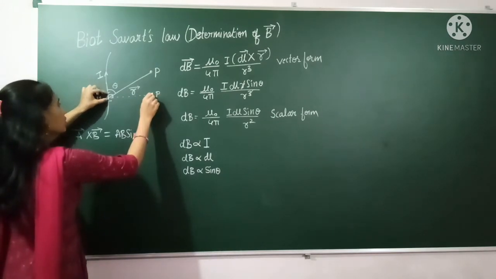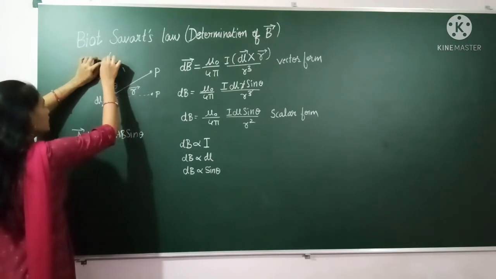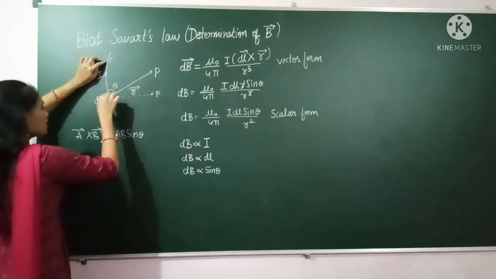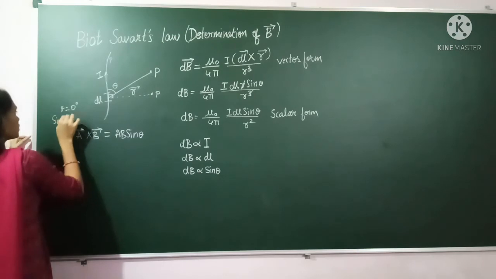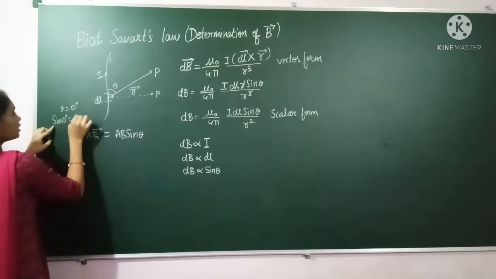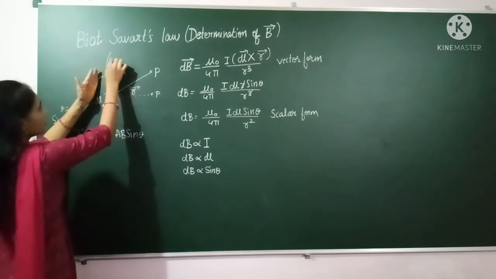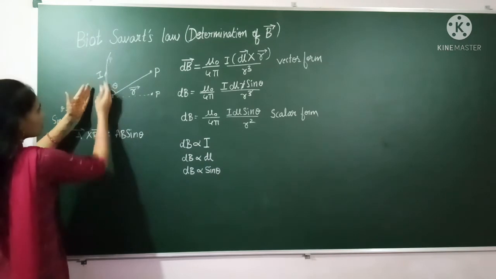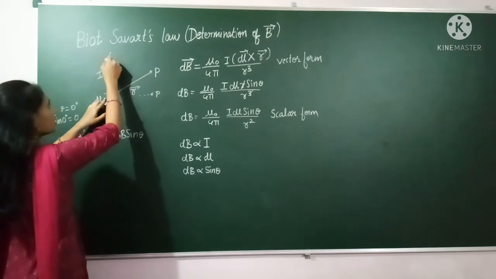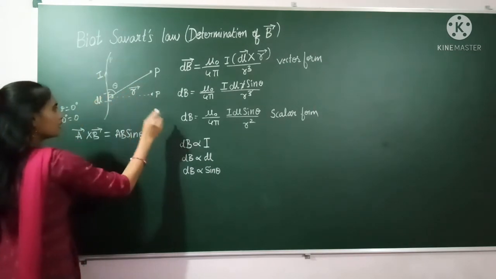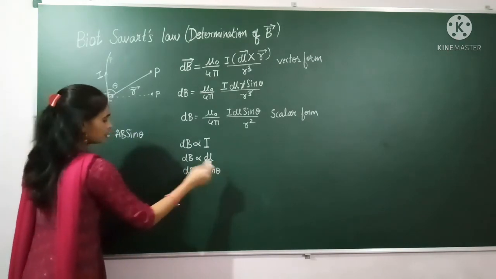Suppose instead, you take the point P here. This is the current element and this is the vector r. Both are on the same line, so theta will be taken as 0 degrees. Sine 0 is always 0. Zero means no magnetic field, which means minimum. If you take exactly on the same current element, it will be 0. So here it is maximum and here it becomes minimum, which means the magnetic field depends on the theta value also. So dB is directly proportional to sine theta.